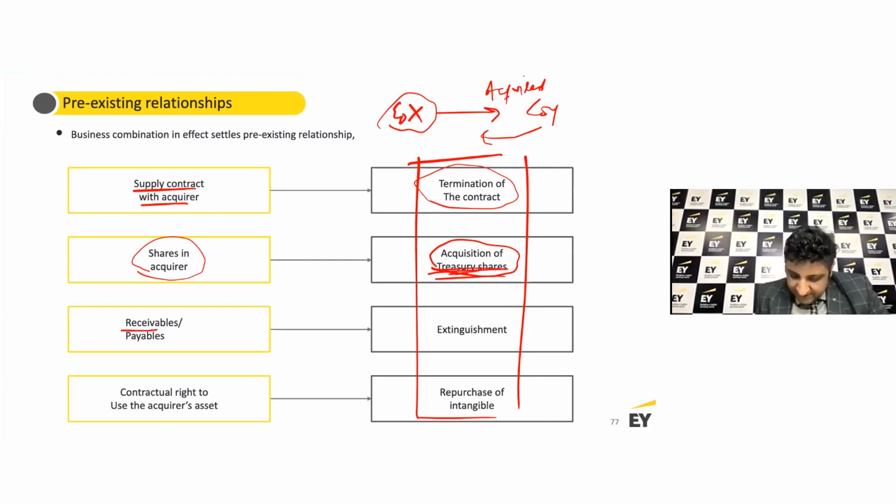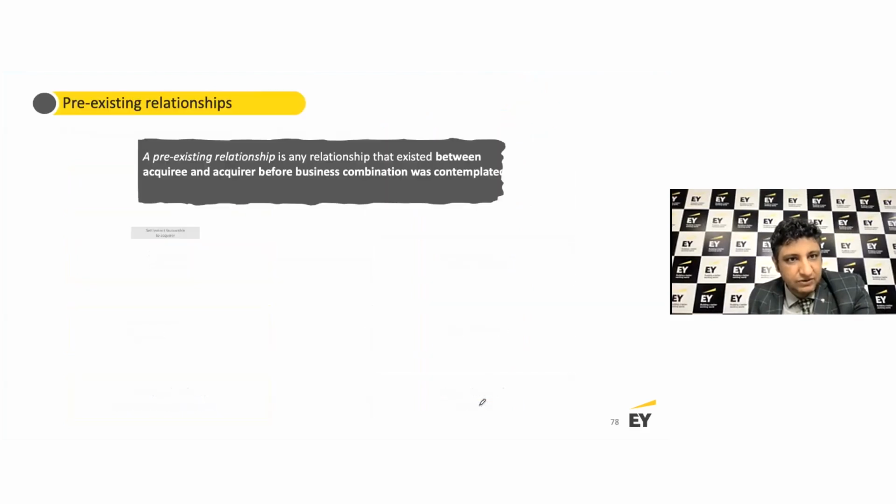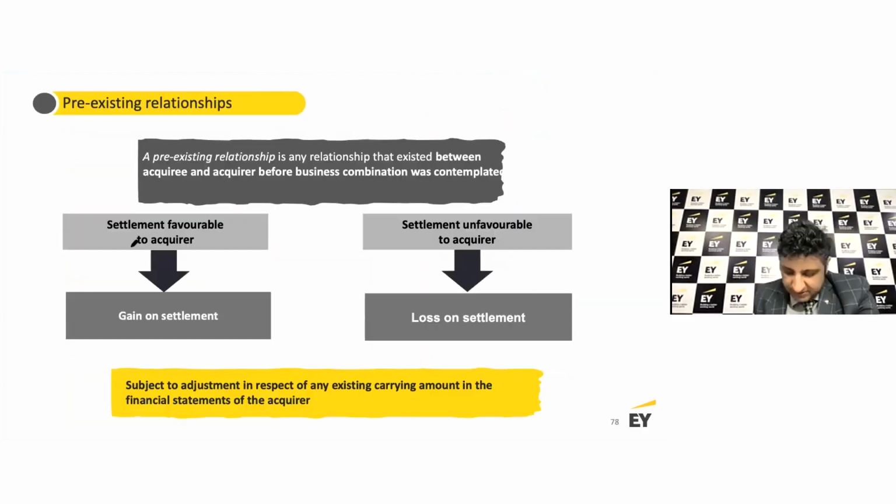Likewise, any receivable or payable would also be extinguished. The intra-group balances would be cancelled. And similarly, any contractual rights to use the acquirer's assets would be a kind of a repurchase from the acquiree's perspective. That's something that you want to pick up. As I was saying before, if there is a settlement because of these cancellations, there could be a gain or a loss for that matter. And accordingly, you need to recognize that gain or loss in the financial statements of the acquirer himself.